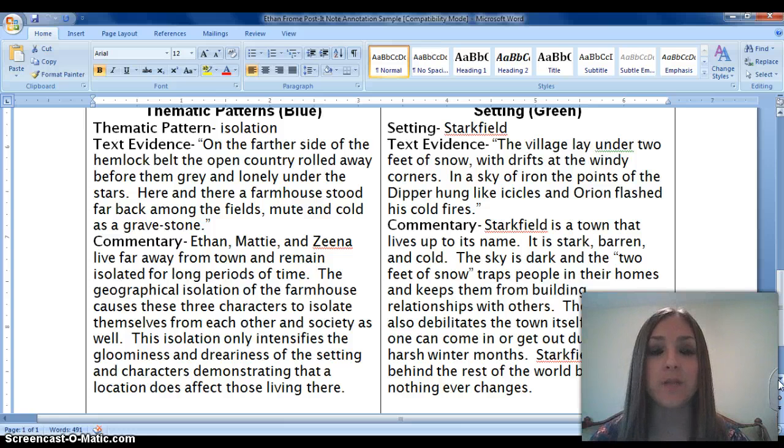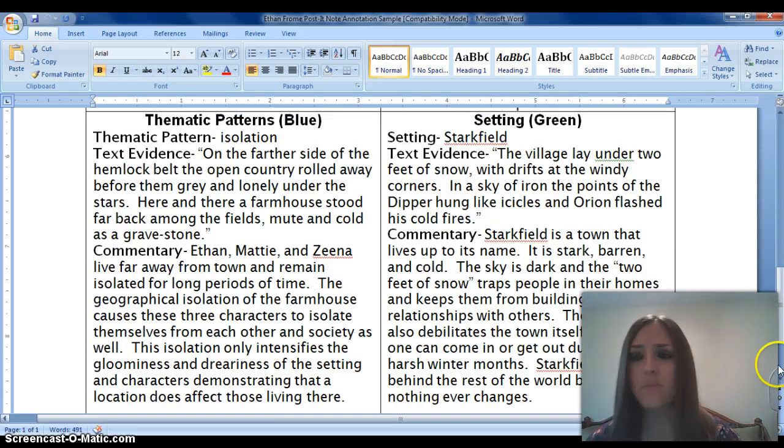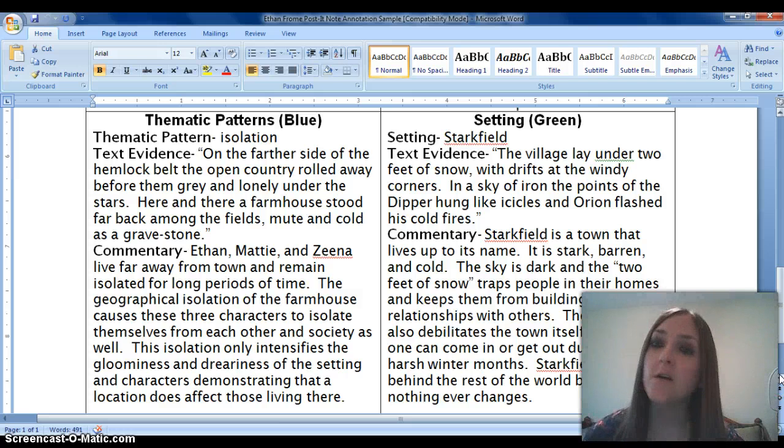This isolation only intensifies the gloominess and dreariness of the setting and characters, demonstrating that a location does affect those living there. So Starkfield, again, kind of has its own force. It isolates the characters, it keeps them from leaving, it traps them almost. So that's something important to remember. So that would be an example.